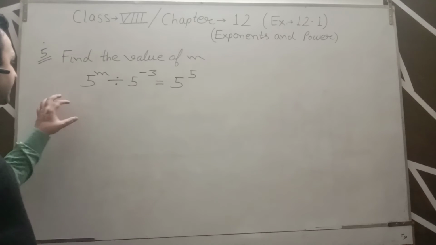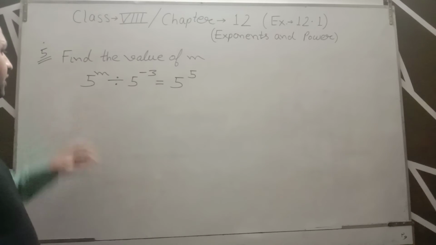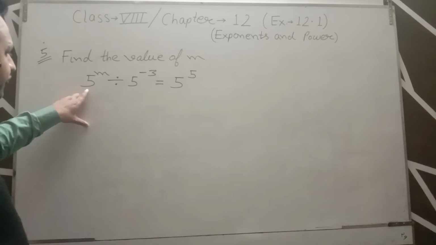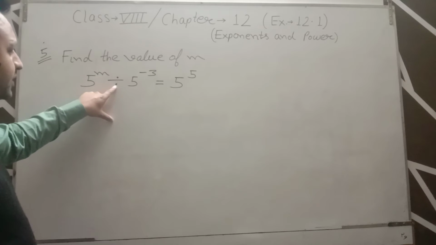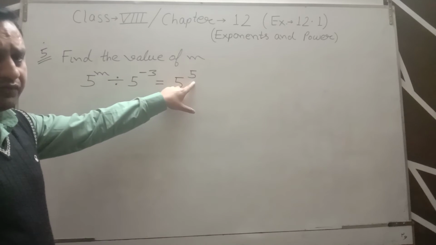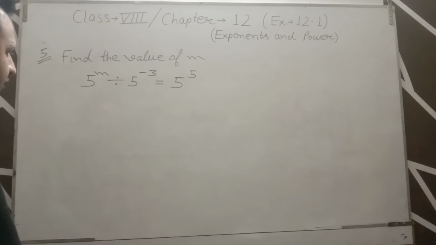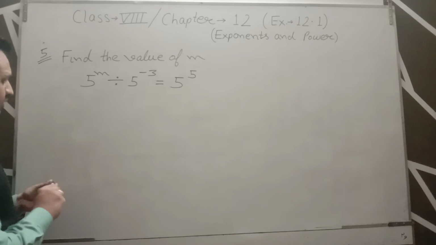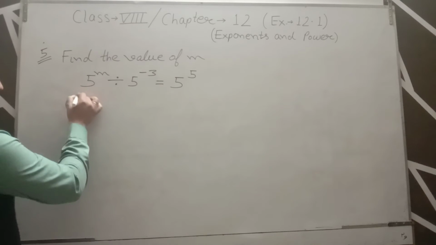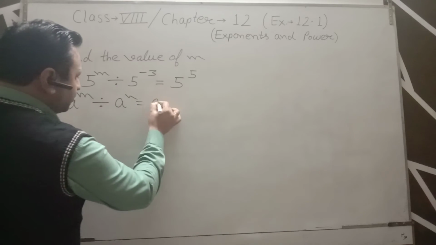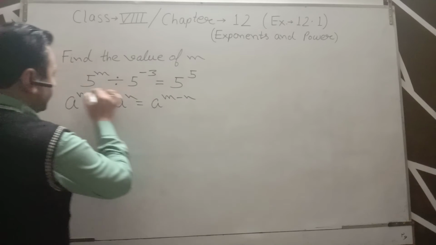Okay students, now we discuss question number 5. In the question number 5, find the value of m, and the question is 5 raised to the power m divided by 5 raised to the power minus 3 is equal to 5 raised to the power 5. So to find out value of m, firstly the law of exponent we can use in the LHS is a raised to the power m divided by a raised to the power n is equal to a raised to the power m minus n.